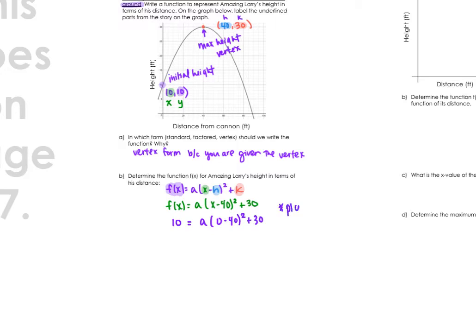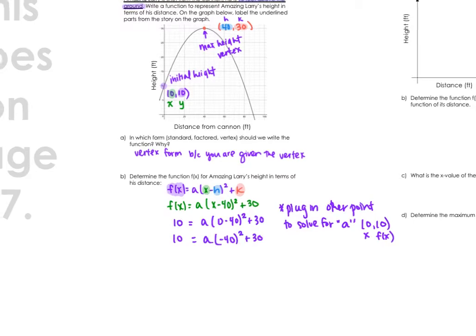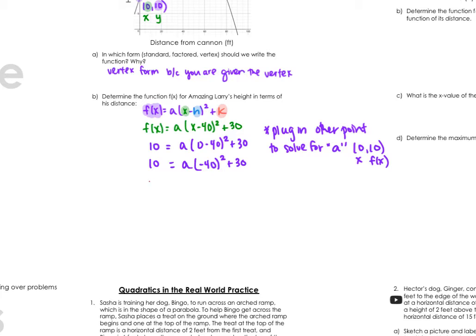So at this point, we're plugging in the other point to solve for a. So the other point is (0, 10), and this is x, and we plug this one in for f of x. Okay, so simplifying this, we get 10 equals a times (0 minus 40), which is negative 40, squared, plus 30. And then simplifying further, negative 40 squared is 1600. So this part is the 1600 a plus 30, and now it just becomes a pretty simple two-step equation.